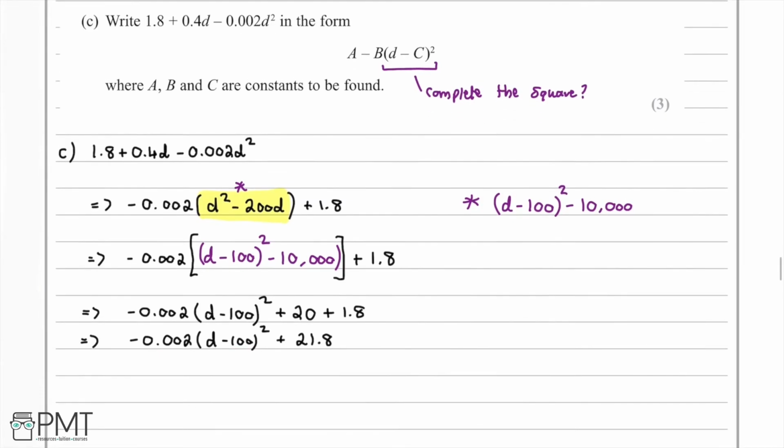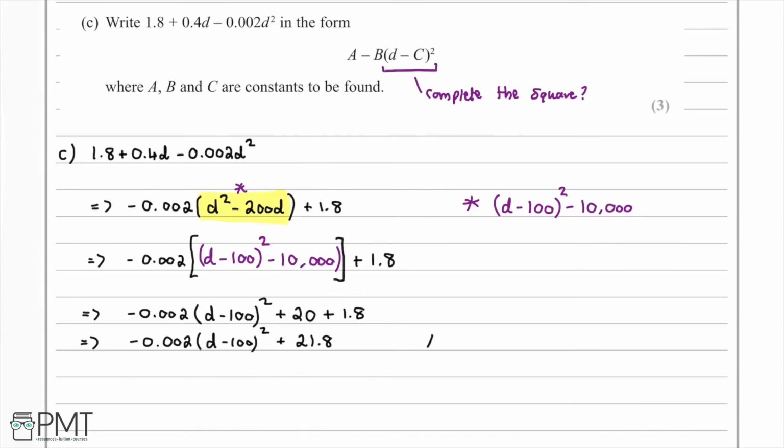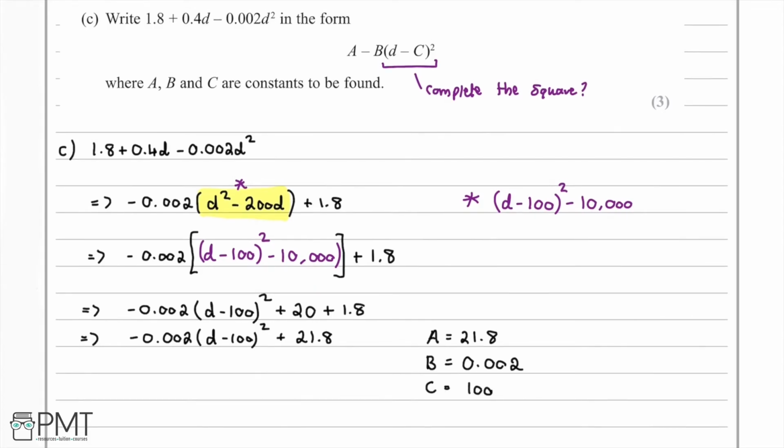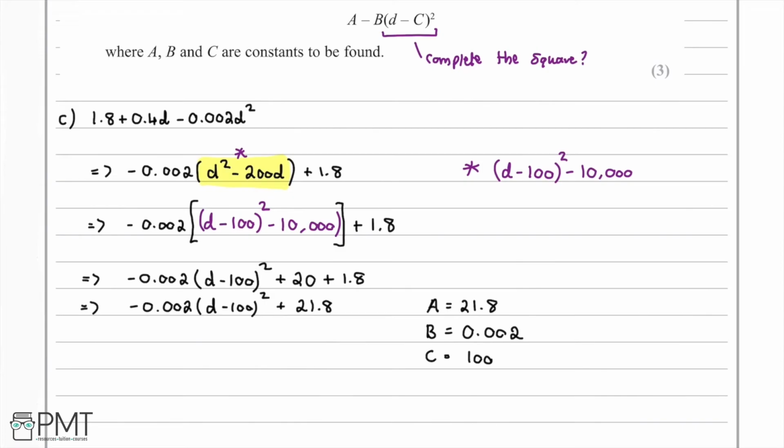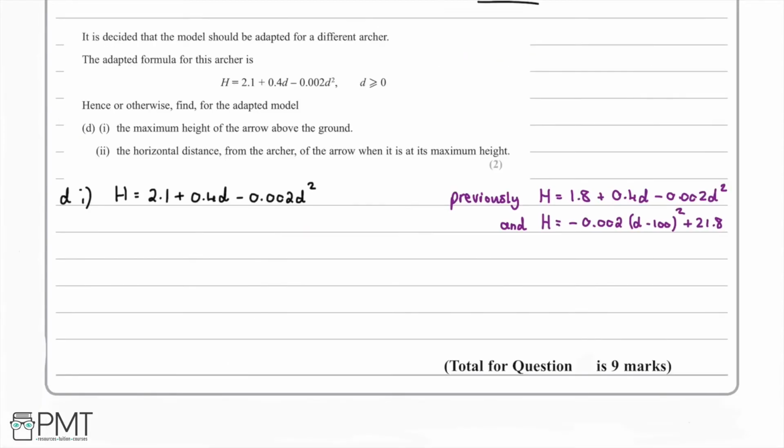So we can draw the following conclusions such that a is going to be equal to 21.8. We then have that b is going to be equal to the number in front of the bracket. So that's going to be 0.002, and then we'll finally have that c is equal to 100. So therefore we conclude that a is equal to 21.8, b is equal to 0.002, and c is equal to 100. So now taking a look at part D of this question, we're given some further information.